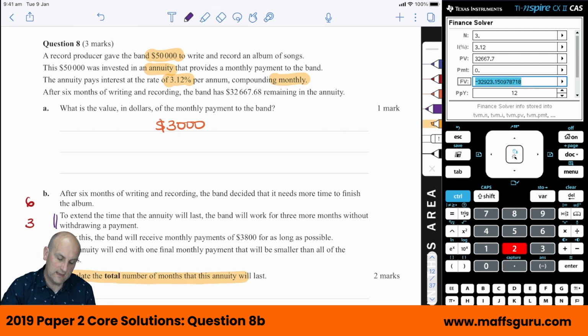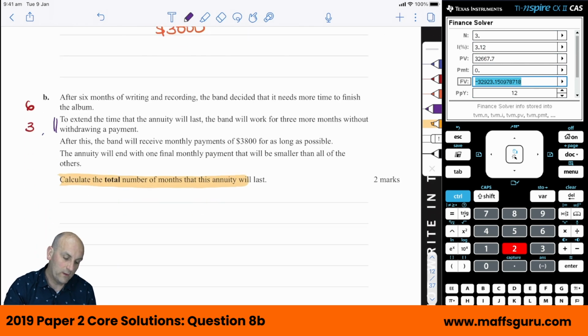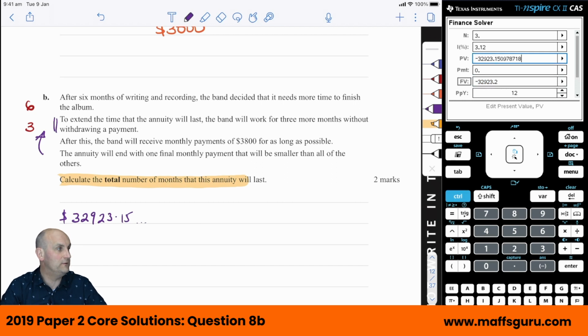3293.15. So when they start getting payments again, that's how much they are going to have in the annuity. Okay, so let's copy that and put it back as my principal value. So there's my principal value.